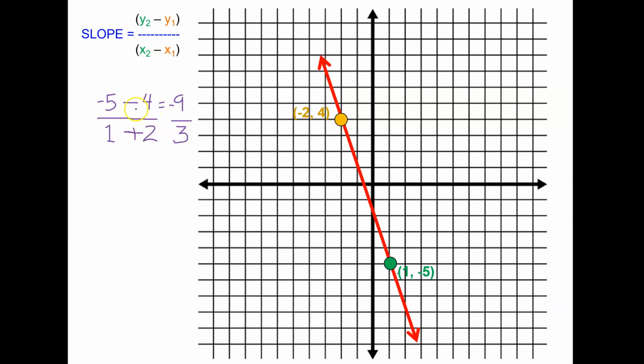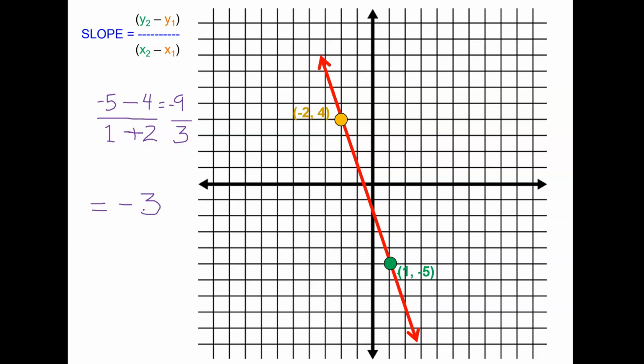Forgot to add the negative sign there on the top. -5 take away 4 is -9. Now we can simplify. What is -9 divided by +3? A negative divided by a positive is always going to give us a negative answer. And then 9 divided by 3 is, of course, 3.